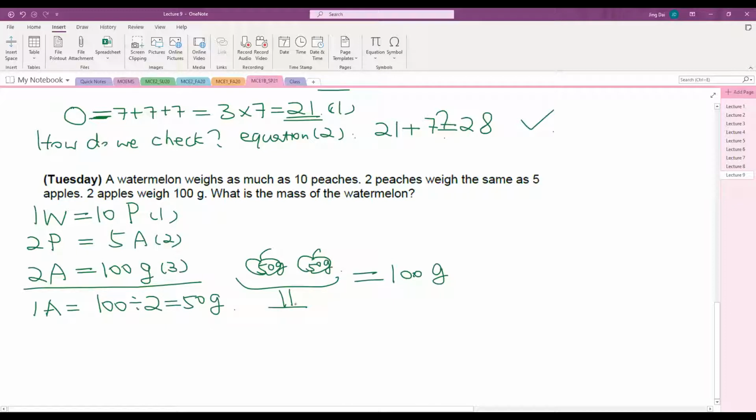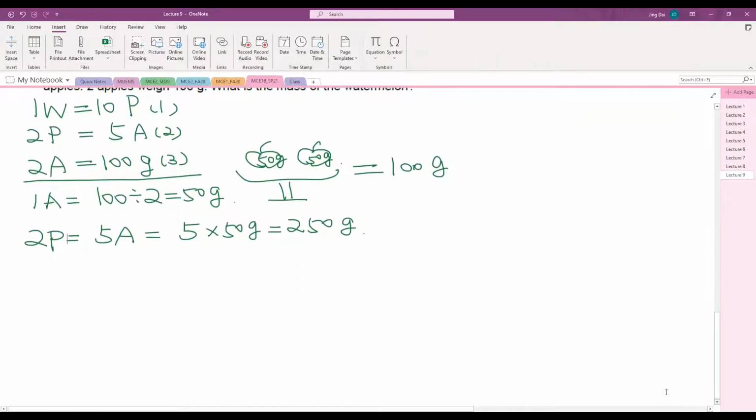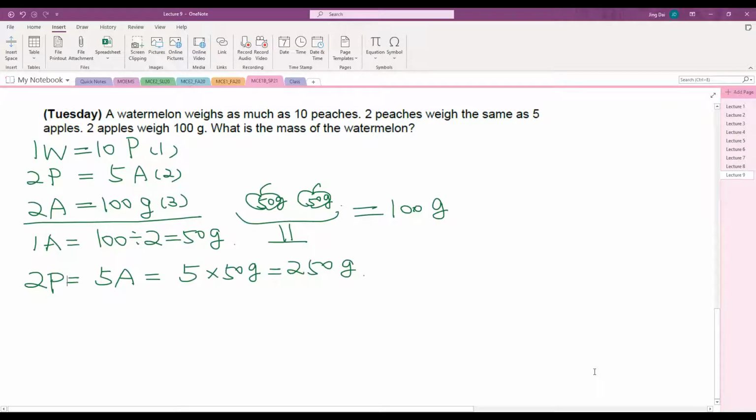What can we do now? Then we can say the 2 peaches here, which is 5 apples, that would be 5 times 50 grams, 250 grams. Okay, Darren, does that make sense? Does that make sense, everyone? Yes. Then let's move on to the most difficult equation, which is 1 watermelon is what?